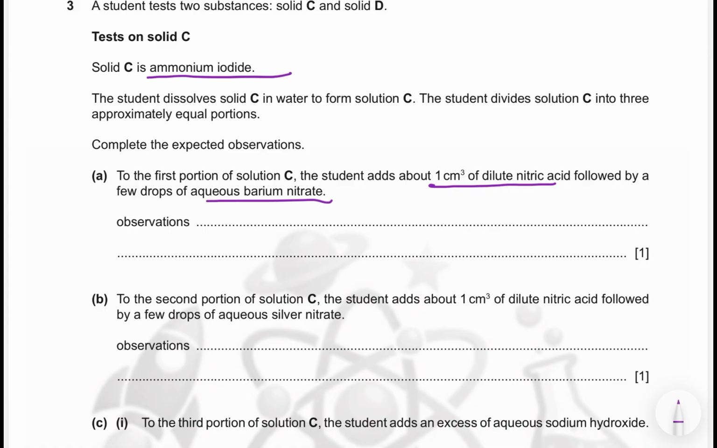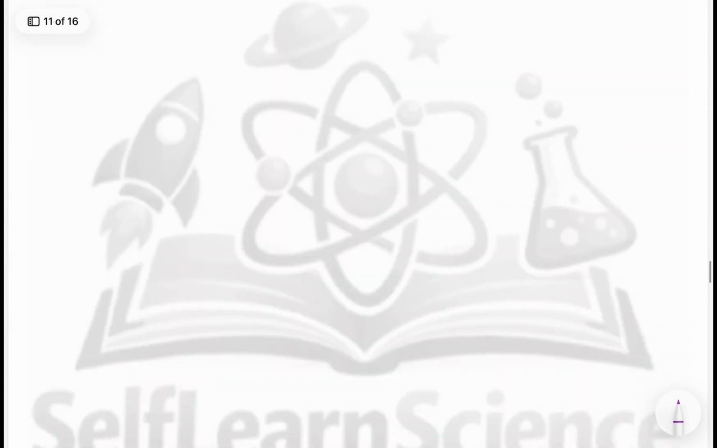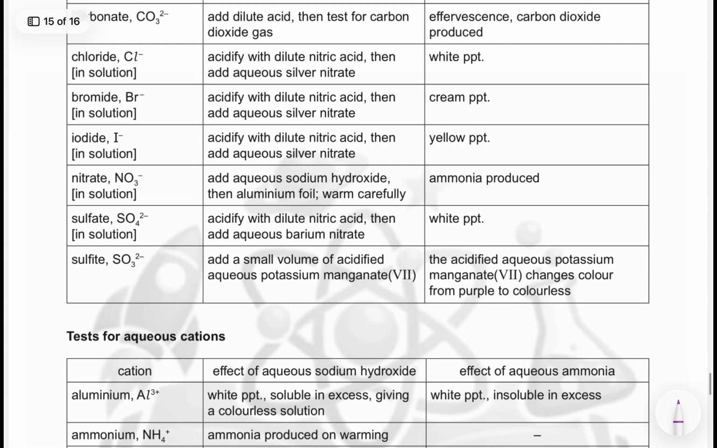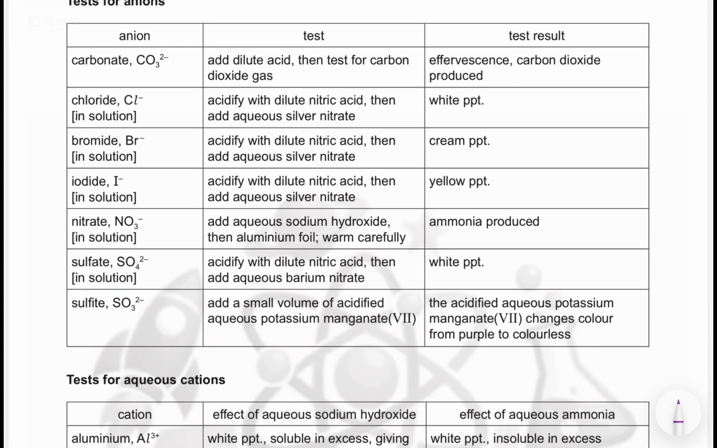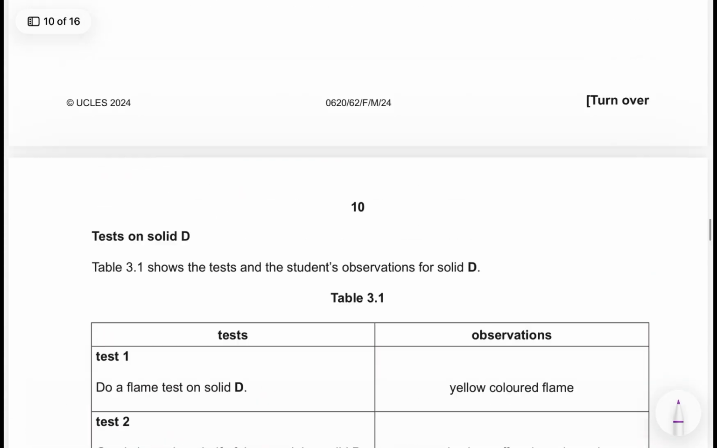So here dilute nitric acid and barium nitrate test is done. This test is done for sulfate ions, whereas our compound does not contain any sulfate ions. So there will be no change.